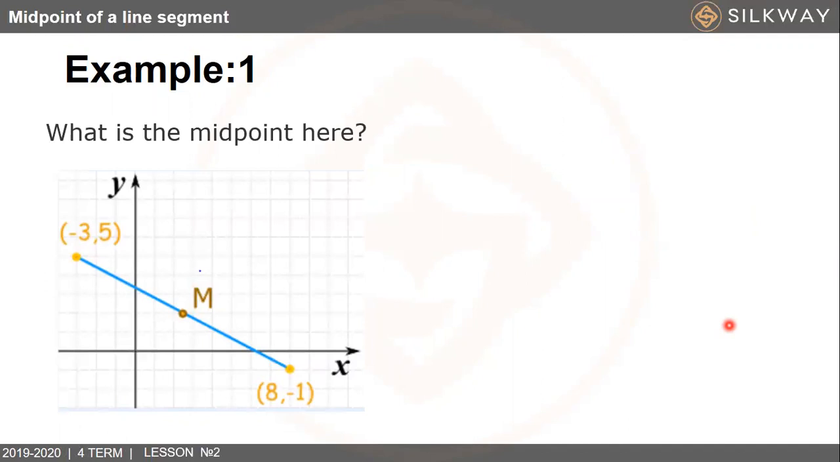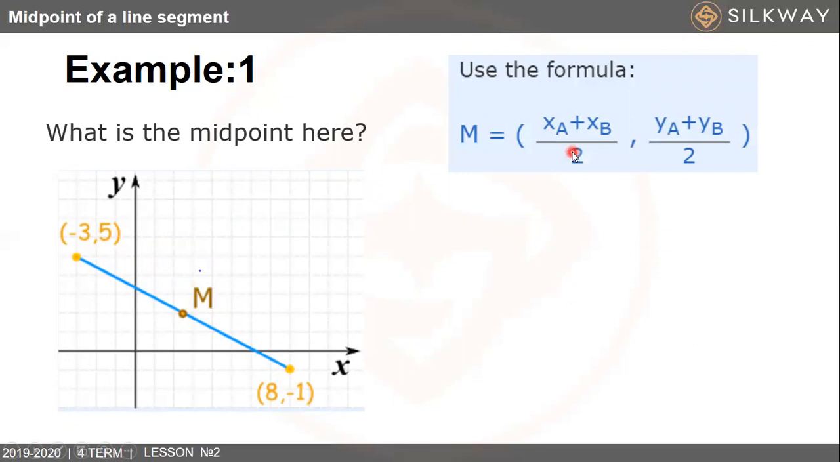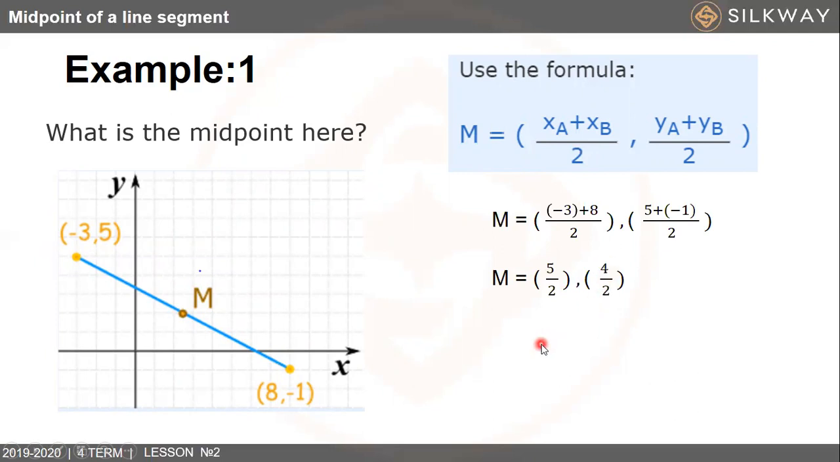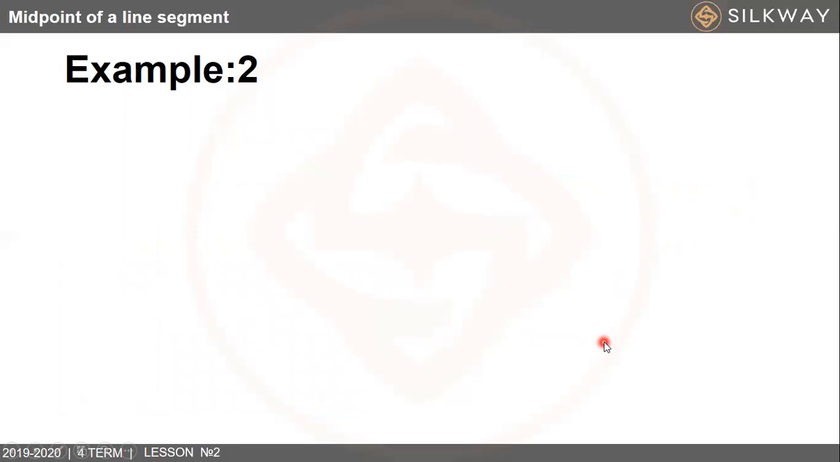Okay, now let's see the example. Given point A and point B, we must find the midpoint. So we must use the formula: -3 plus 8 divided by 2 and 5 plus -1 divided by 2. So 5 over 2 and 4 over 2. We get 2.5 and 2. Okay, next example.